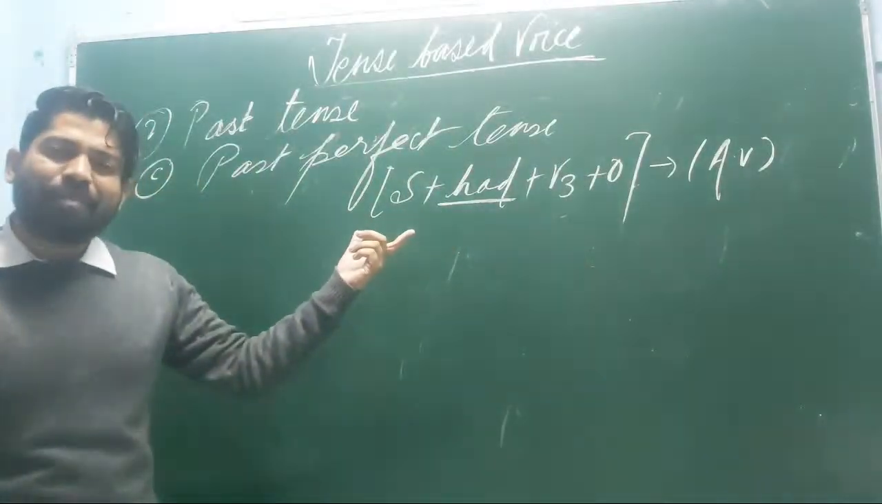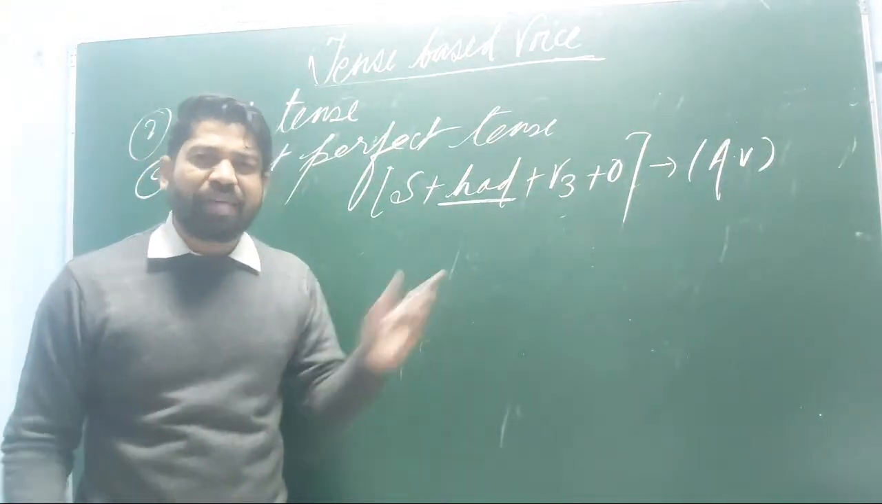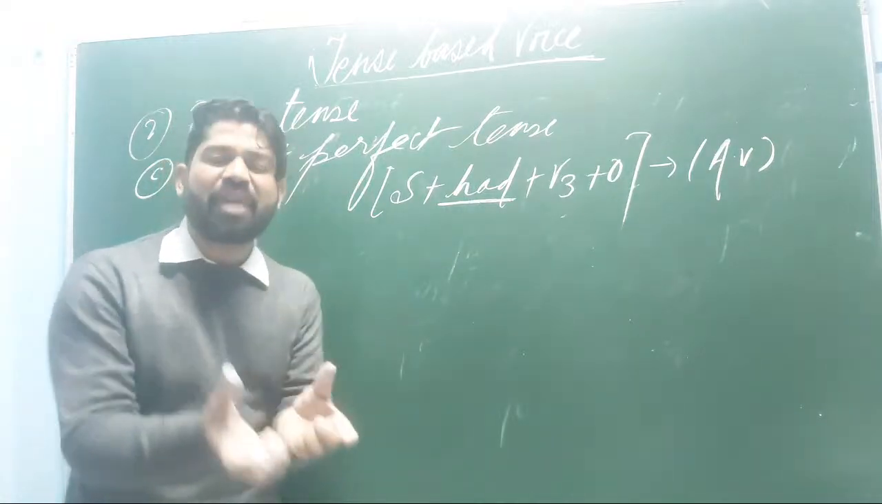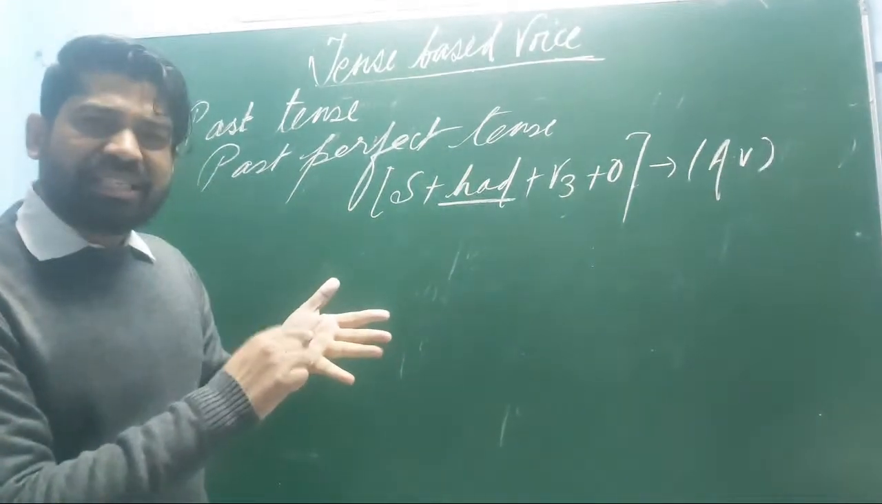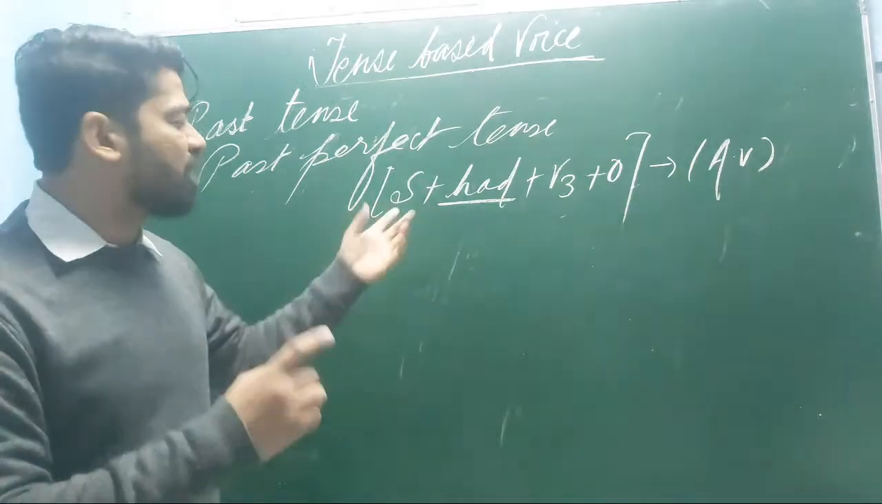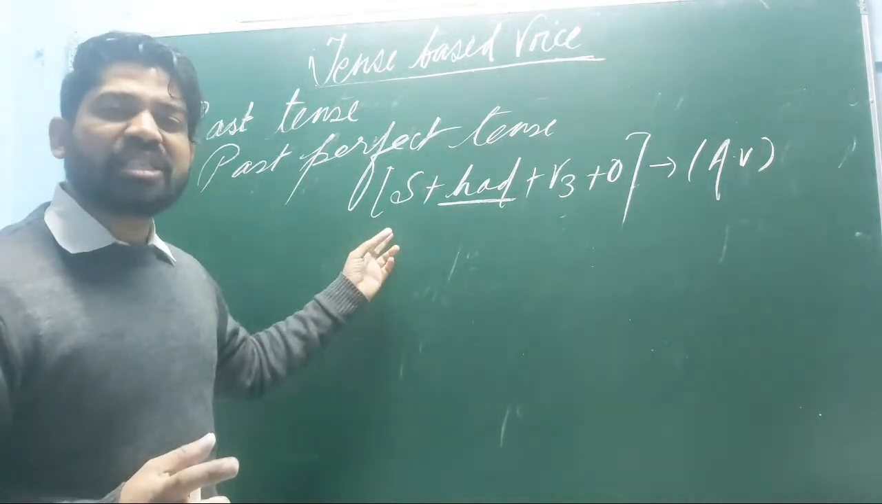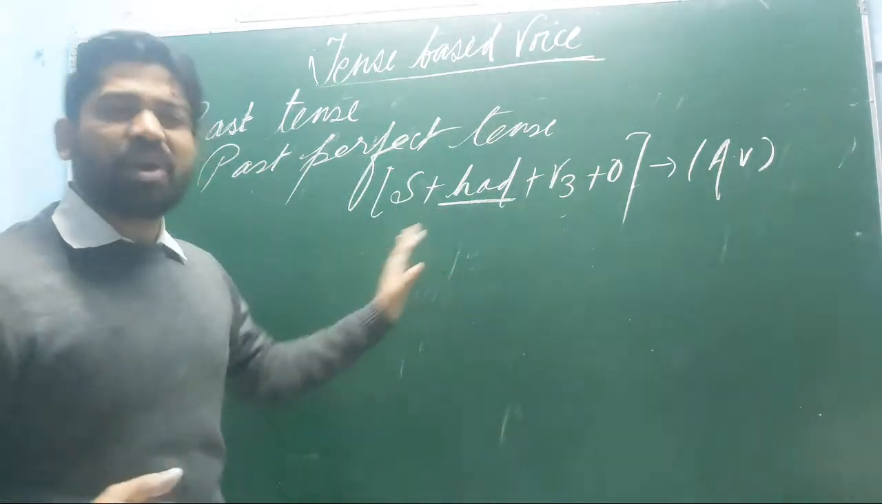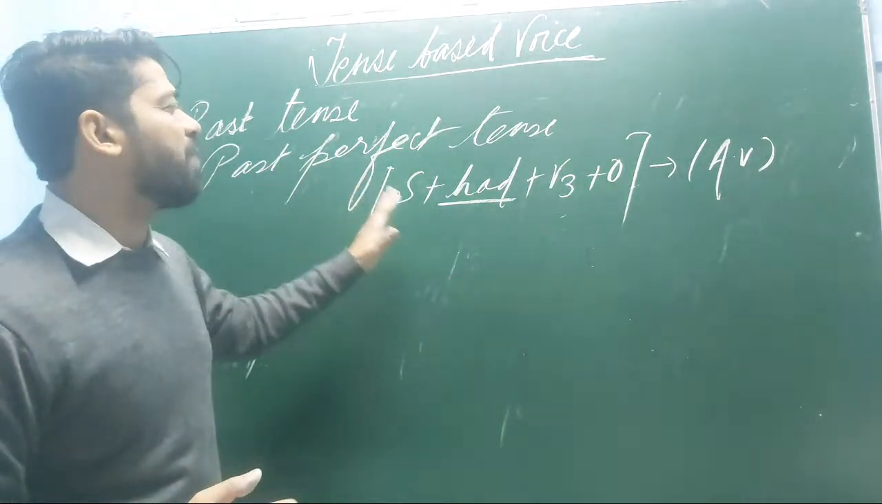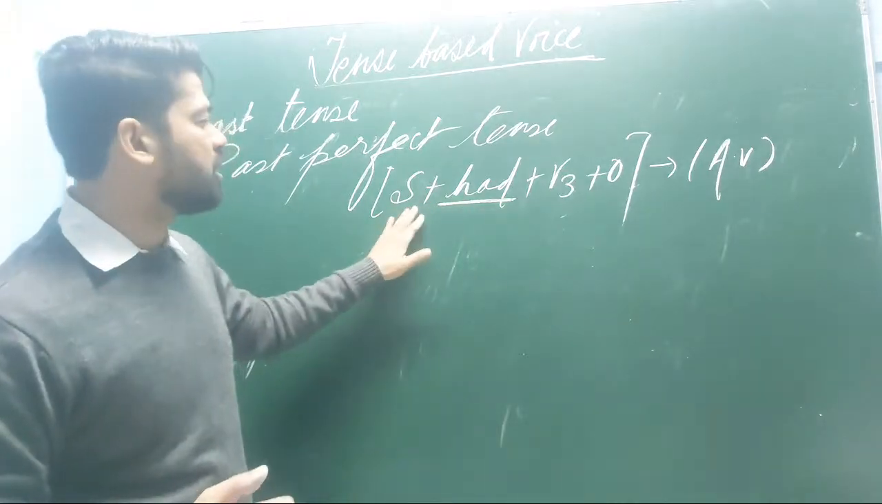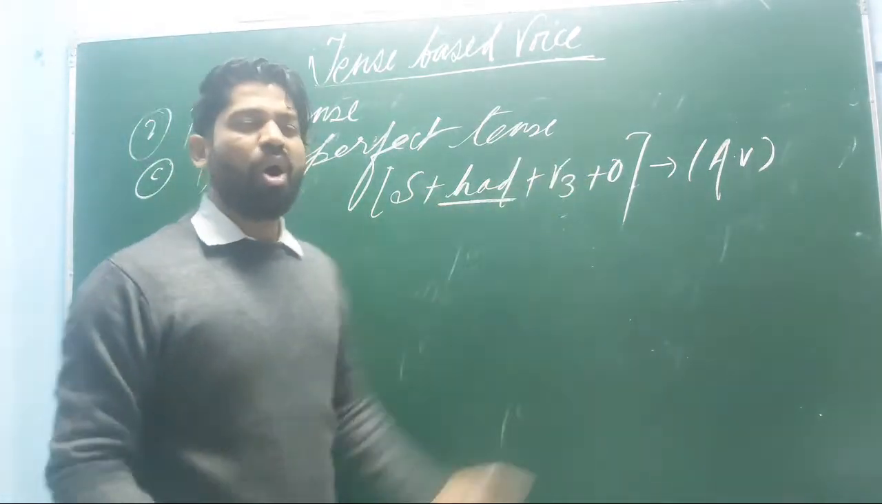Once you are able to memorize the structure, if a sentence is presented in front of you, seeing the sentence and recalling this structure, you will be capable of recognizing that this sentence is of the past perfect tense, because all the sentences of the past perfect are fully based on this structure, that is subject plus had plus V3 plus object.